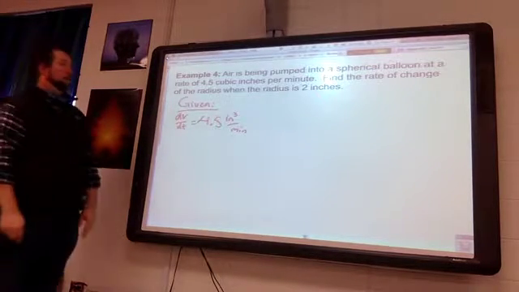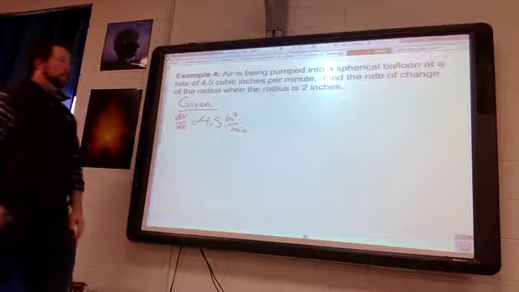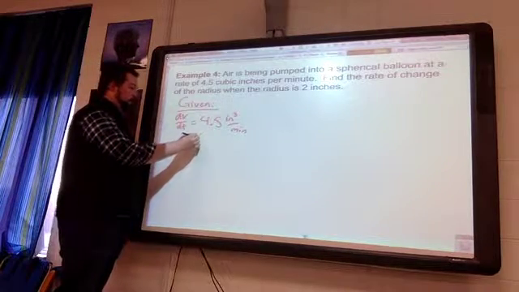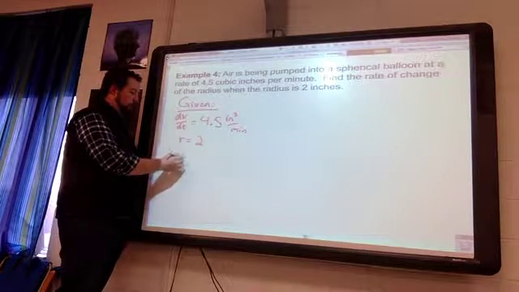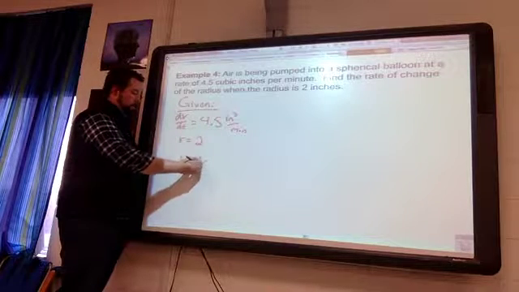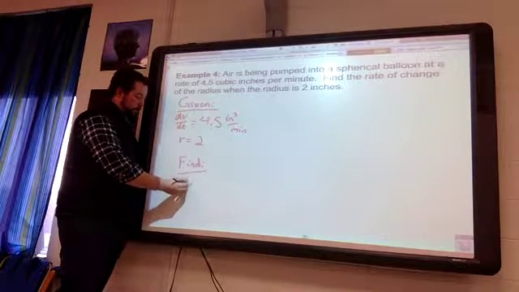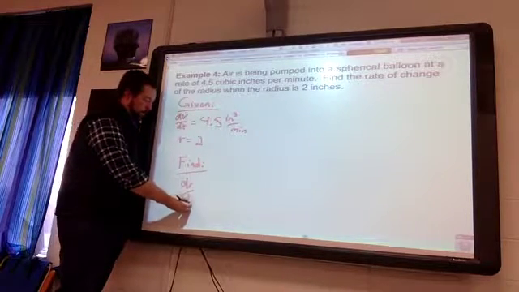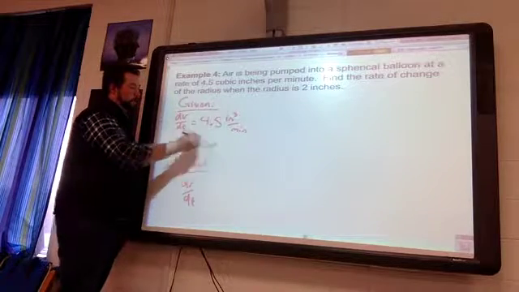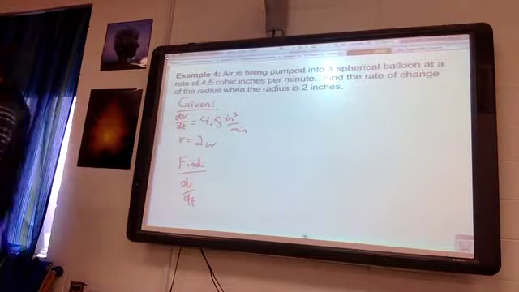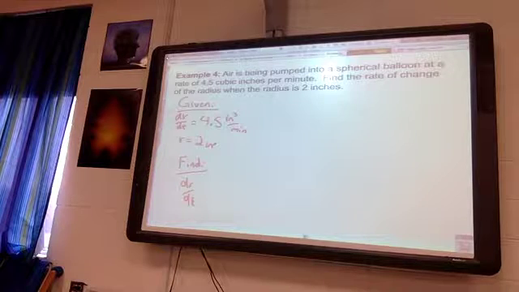All right, they also told you that the radius is 2 inches. Radius is 2, and we're trying to find the rate of change, dr/dt, the rate of change of the radius. And dV/dt is the volume.